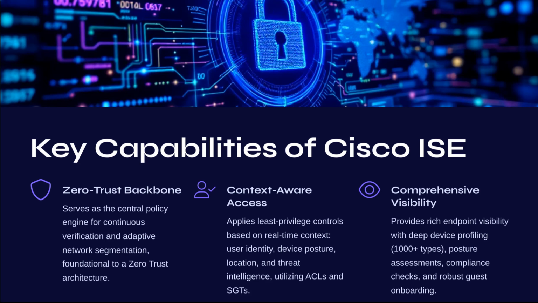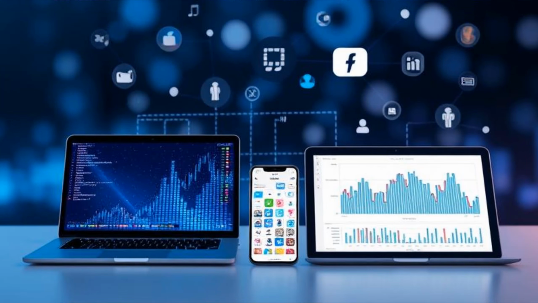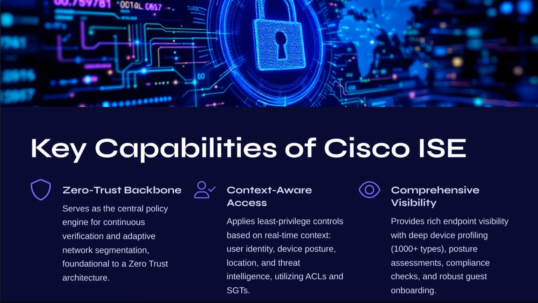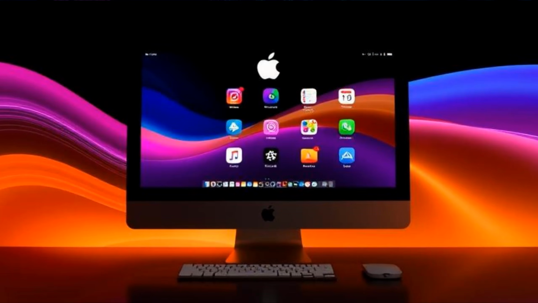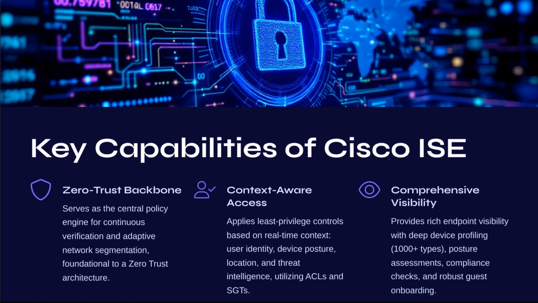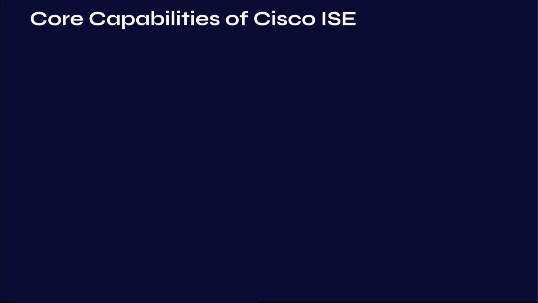And then the next high level capability of the three is comprehensive visibility, which provides endpoint visibility with deep device profiling. This is 1,000+ types of devices. Posture assessments as well, compliance checks. So posture assessment is to check if the device is in the correct posture, it's got the correct operating system fixes, for example, and it's got some very good detailed guest onboarding capabilities as well. Now let's take a look in a bit more detail at the core capabilities.